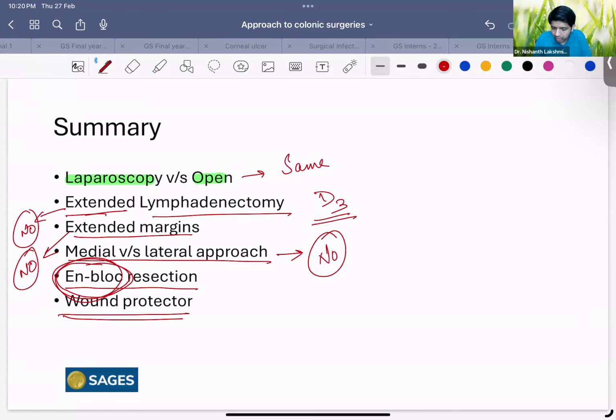Last, when you're retrieving the specimen after doing a minimally invasive surgery, they advise you to use a wound protector. I know it's one of your studies that you're doing for SSB. Wound protector definitely reduces the rate of surgical site infections. So any doubts or questions so far?